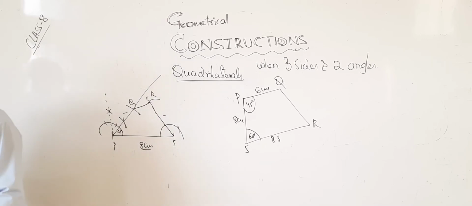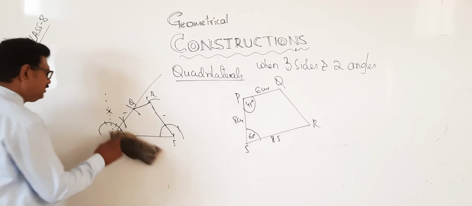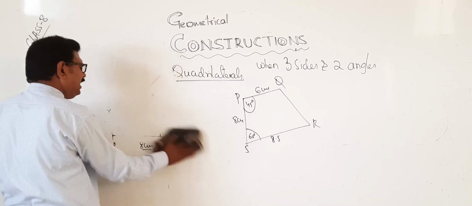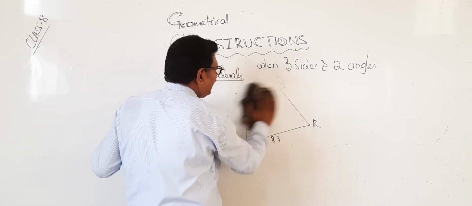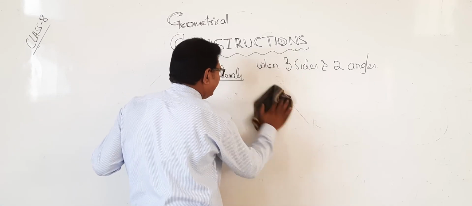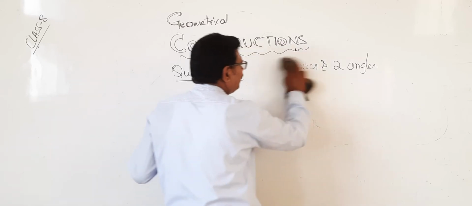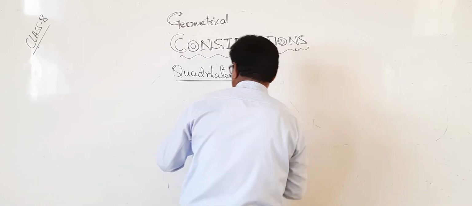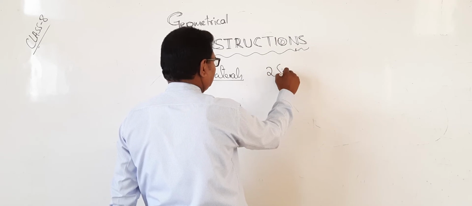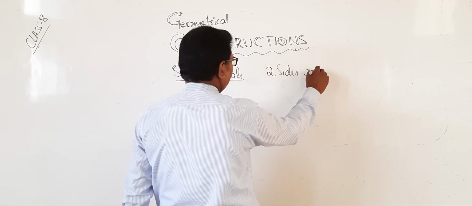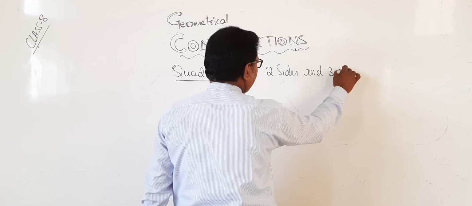Okay? Next and last in this, 3 angles and 2 sides given. 3 angles and 2 sides. Very simple. It is very important also. 2 sides and 3 angles.